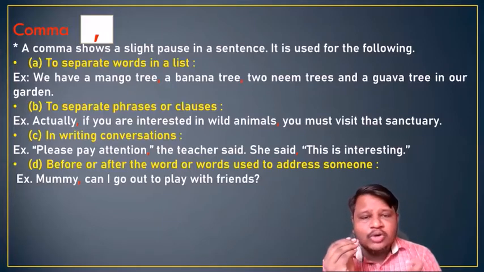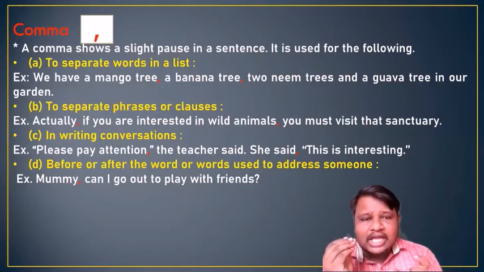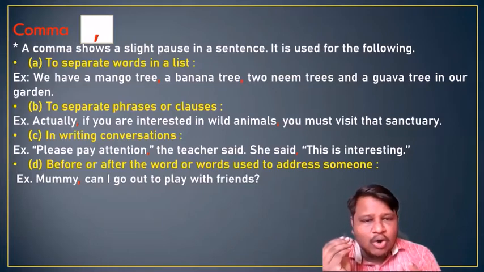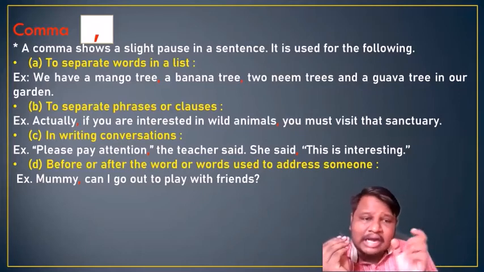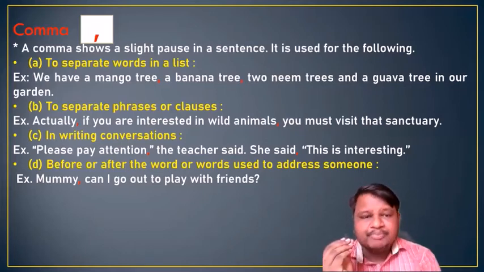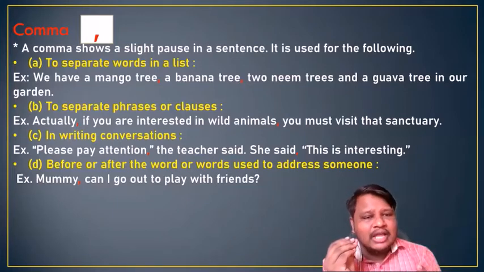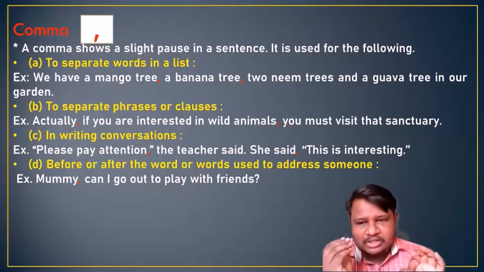And the last one is D. Before or after the word or words used to address someone. When we are talking, at that time we use some words to address someone. Mommy, can I go out to play with friends? In this sentence, mommy is a word, and the remaining sentence is addressed to that first word. When we want to address someone, at that time after that word we have to use this punctuation mark.